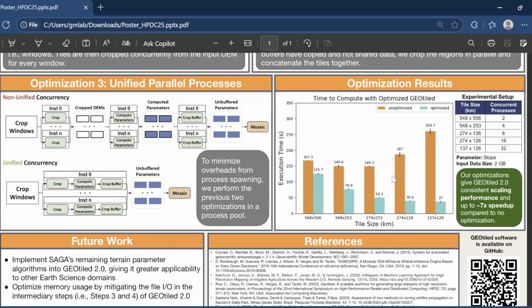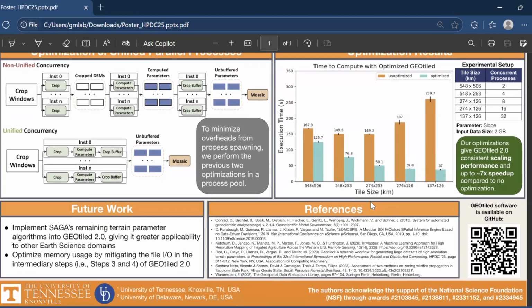As for the result of our optimizations, given in this graph, this is a test case for Tennessee at 30-meter computed slope. On our x-axis, we have decrementing tile sizes, where the smaller our tile size, the more tiles we produce, and the more concurrency we leverage. As you can note, first, in our optimized behaviors we now have a constantly decaying execution time. And second, for our smallest tile case, where we have 32 concurrent processes, we see about a 7 times improvement in our optimized case versus the unoptimized version.